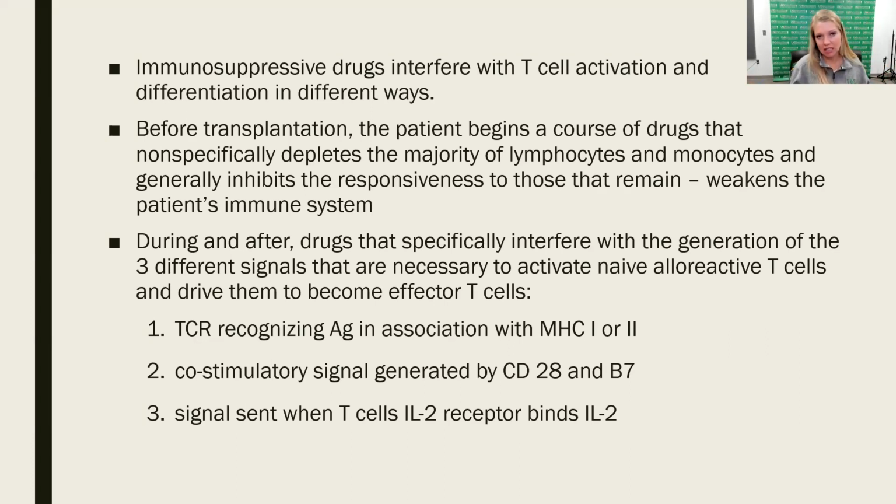lymphocytes. This leaves the patient vulnerable to infection because they're not going to have those immune cells present to fight any other type of non-self or any other type of threat. And so they do have a weakened immune system. And then during the transplant, and then years, and sometimes it's a lifetime after the transplant, there needs to still be a low level of immune suppression to prevent graft rejection.